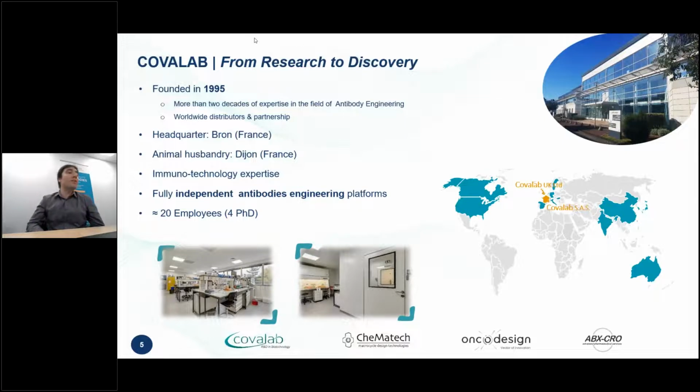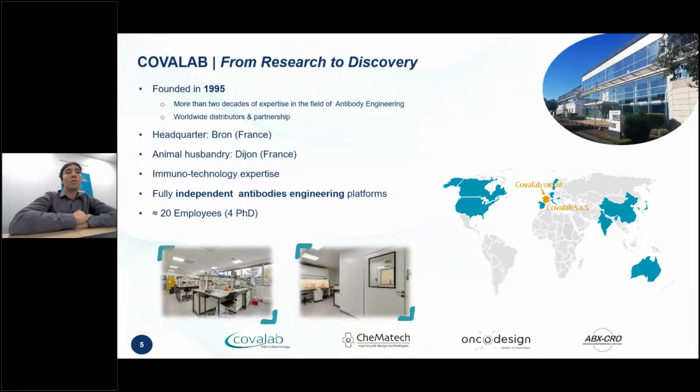So Covalab was founded in 1995. We are experts in the field of antibody engineering. Our headquarters are based in Bron, close to Lyon in France. We also have our own animal house in Dijon, and we have more than 2 decades of expertise in immunotechnology. We have a fully independent antibody engineering platform in order to develop various types of antibodies. So we are at the beginning of the DRIVE-MRT process, in order to develop new druggable compounds.